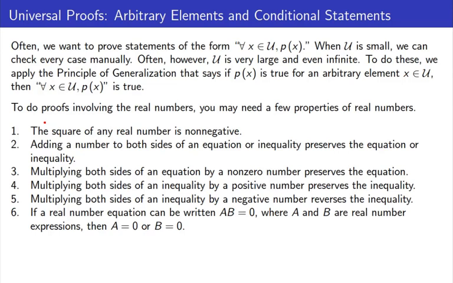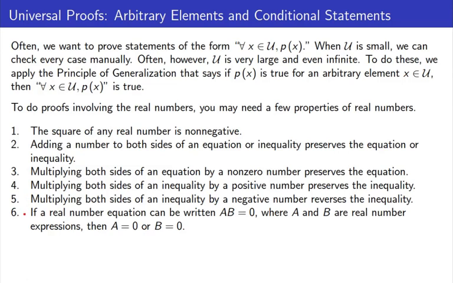Next, if you have an equation or an inequality, and you want to add a number to both sides, or for that matter subtract, you're welcome to do so. You can also multiply both sides of an equation by a non-zero number. And again, you're welcome to do so. Your equation will not change. You can multiply an inequality by a number, but we have to be a little bit careful there. If we multiply by a positive number, we'll get the same inequality. But if we multiply by a negative number, it actually reverses the inequality.